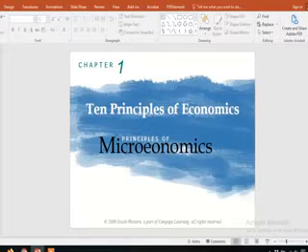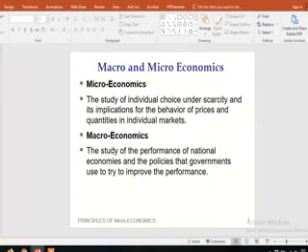What are these principles? Before we go there, we will discuss what is macroeconomics and what is microeconomics. Microeconomics is the study of individual choices under scarcity and its implication for the behavior of prices and quantities in individual markets. Under microeconomics, we conduct our study at a small level, like at an individual level.